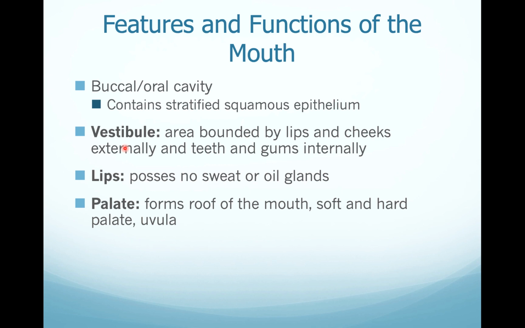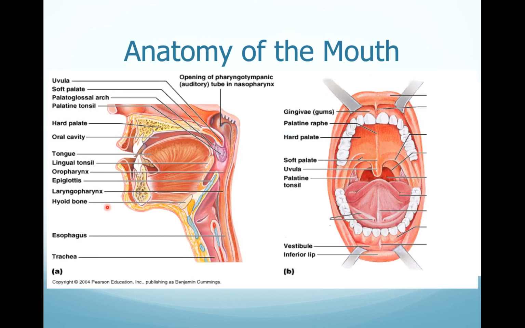This is where you usually store your food before swallowing it. Lips, again, are what line the vestibule. They do not possess any sweat or oil glands because you definitely do not want these to be slippery. And then the palate, if you remember talking about bones, you had the hard palate, which was found on the roof of the mouth. This is just simply called the palate. It helps to provide a rigid structure to push that food up and back towards the pharynx.